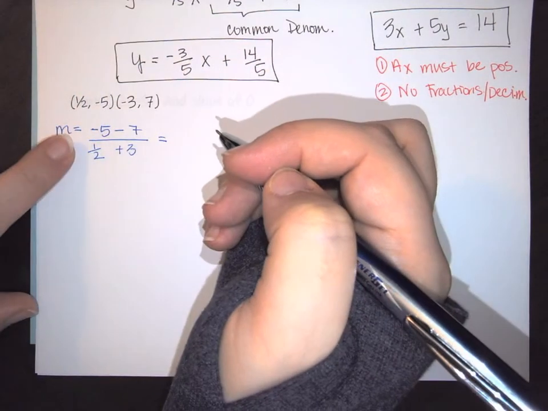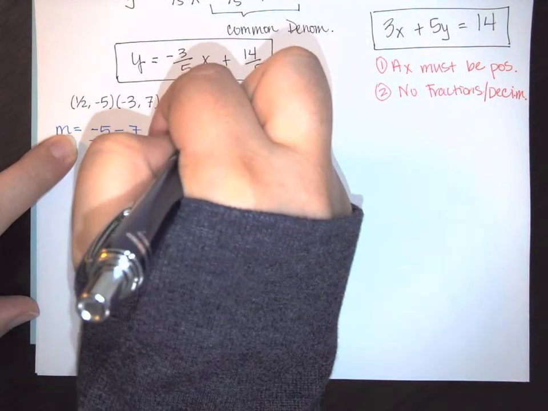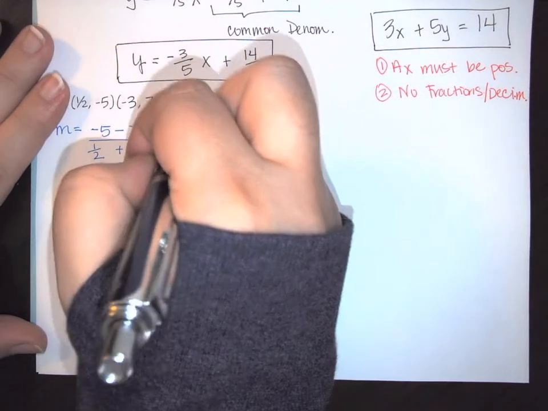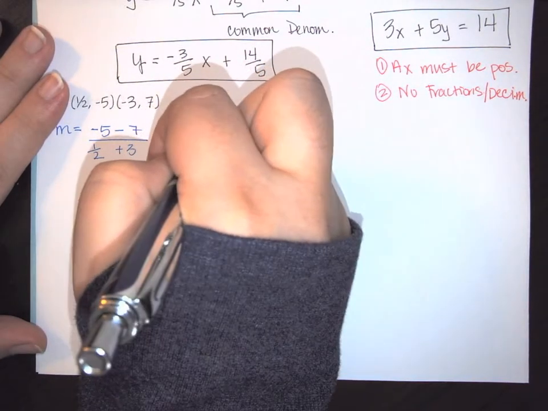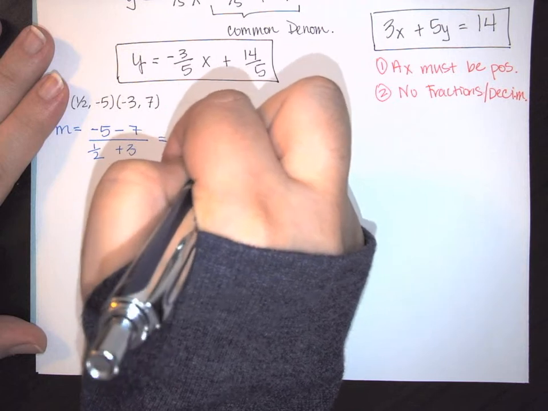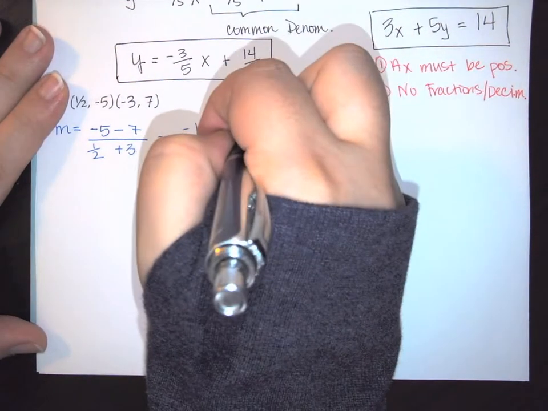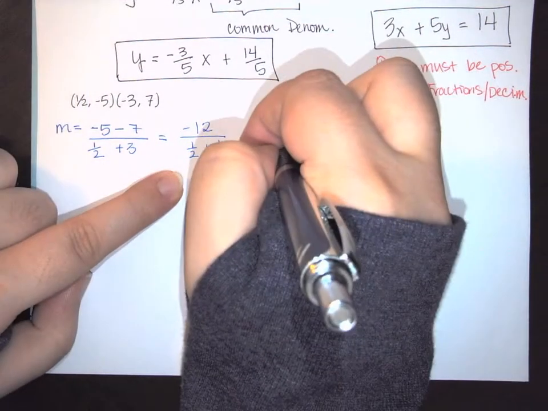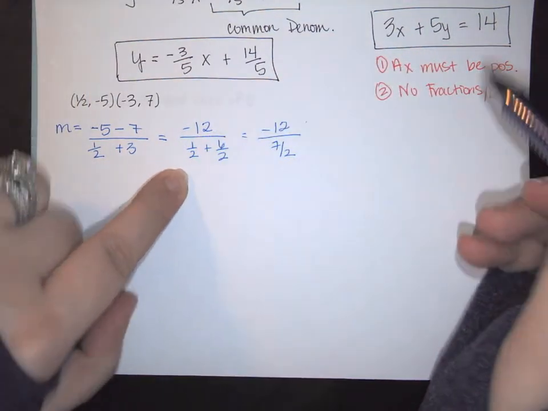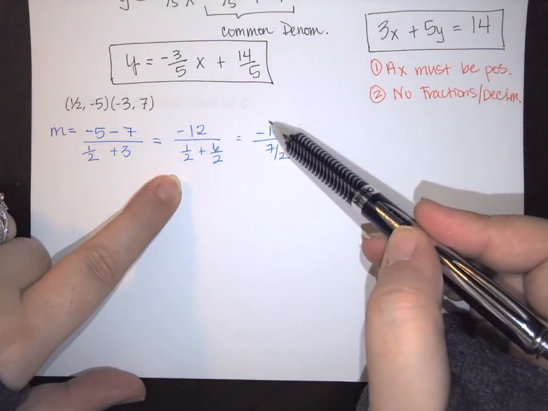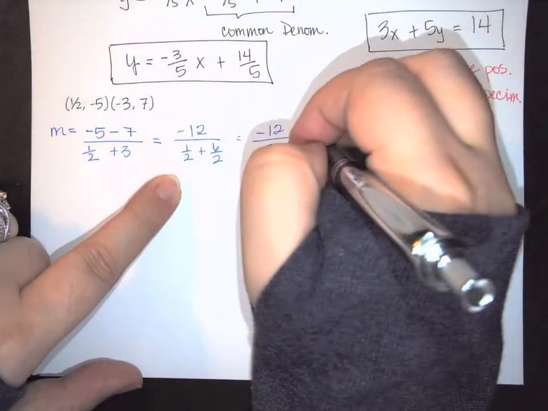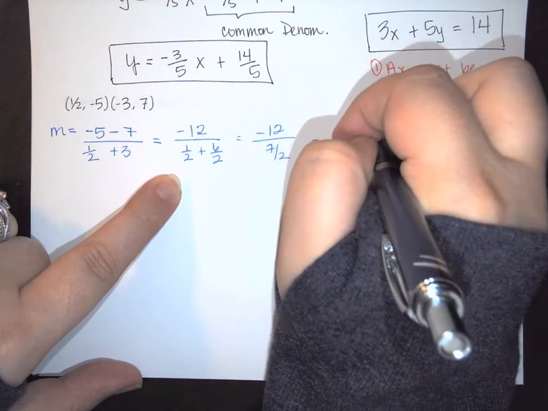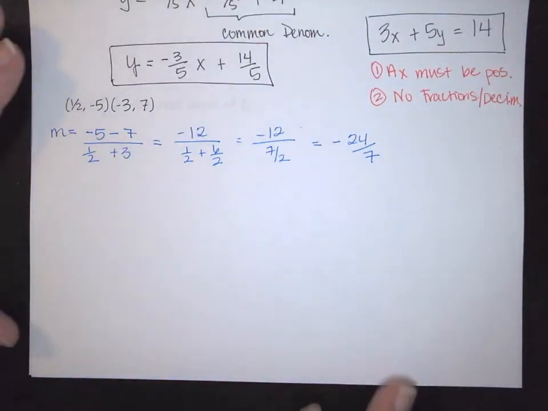So here on the top we're going to have a negative 12. Across the bottom we are going to have 1/2 plus 6 over 2. If we continue to solve, this is still negative 12 on the top. On the bottom this becomes 7/2. Your fraction rules say keep the top and multiply by the reciprocal of the bottom. So this is going to become negative 24 over 7. Okay.